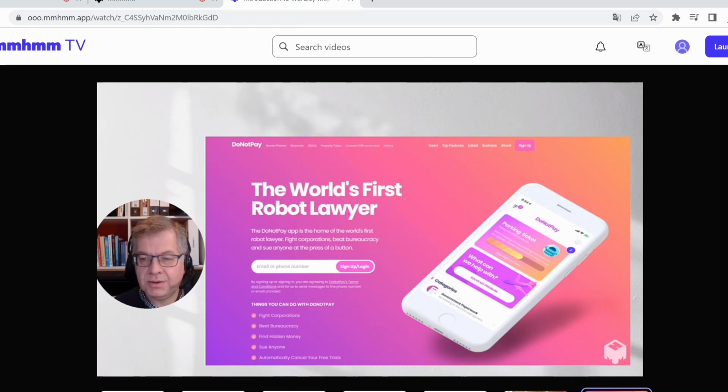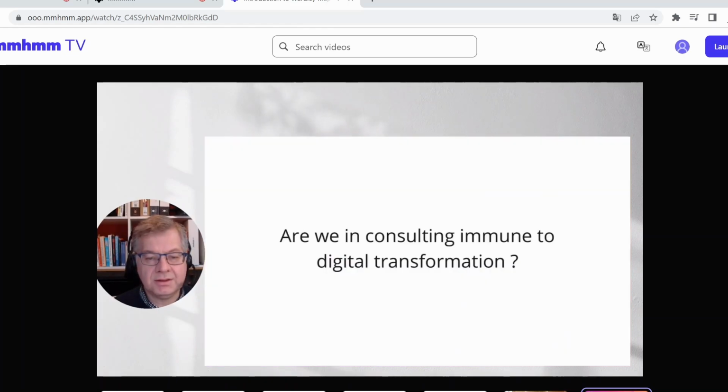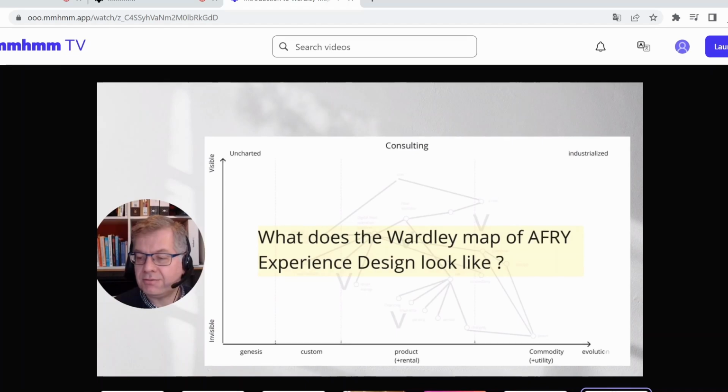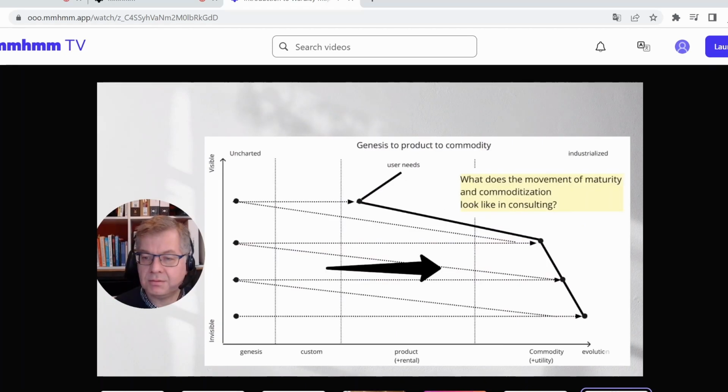So a good question, I think, that we might ask ourselves in the consulting business: are we in consulting immune to digital transformation? And what would a Wardley map of our business look like? And what does the movement of maturity and commoditization look like in consulting?